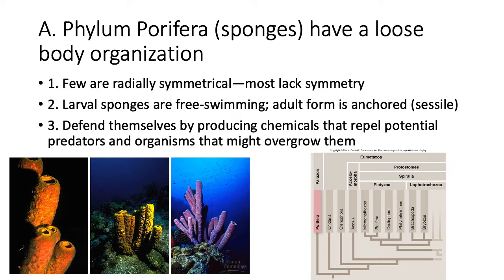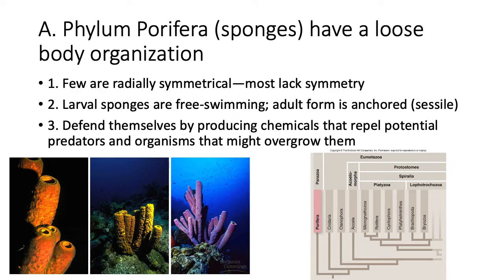Believe it or not, sponges in their early larval stages are free swimming. So they'll drift in the water, they'll swim through the water, and then when they become anchored, they'll develop into their adult form where they can't move anymore. So they are sessile.